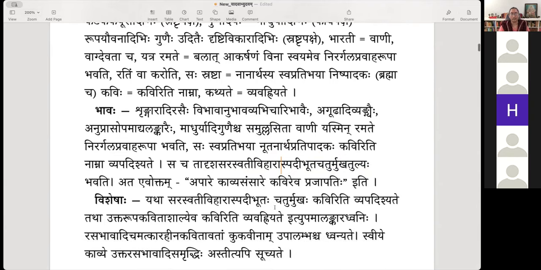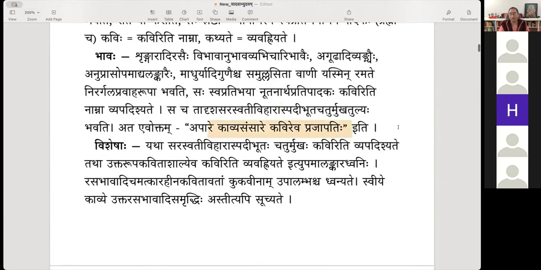Atayeva uktam. This is a very common shloka. Apare kavya samsare kavirekah prajapatihi. In this apare kavya samsare, kavya is like a world. Kavya samsare apare, this kavya samsara is also aparam, there is no end to it. In this kavya world which has no end to it, kavirekah prajapatihi is the actual quote. It is not kavireva prajapati, it is kavirekah prajapati. This is there in the Agni Purana.